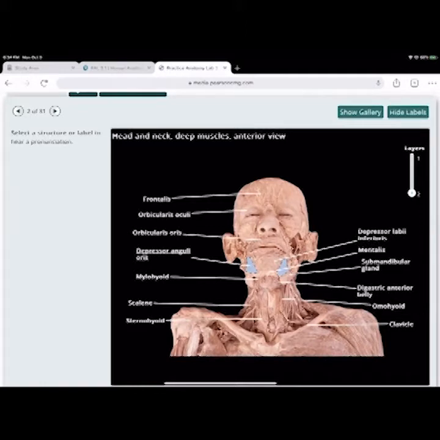Again, see the frontalis muscle. And if you highlight it, it'll show exactly where it is. And you can review these anytime you want. Just go to the study area and you have all this information for you. So there's the frontalis muscle.